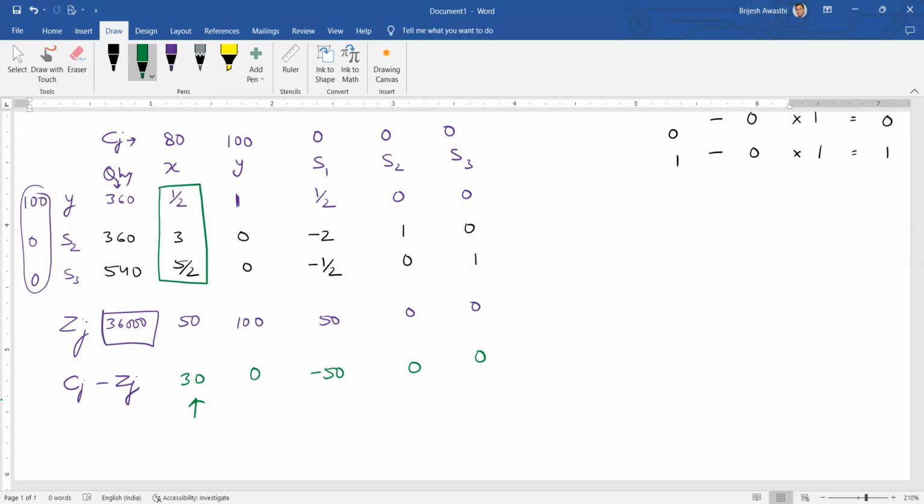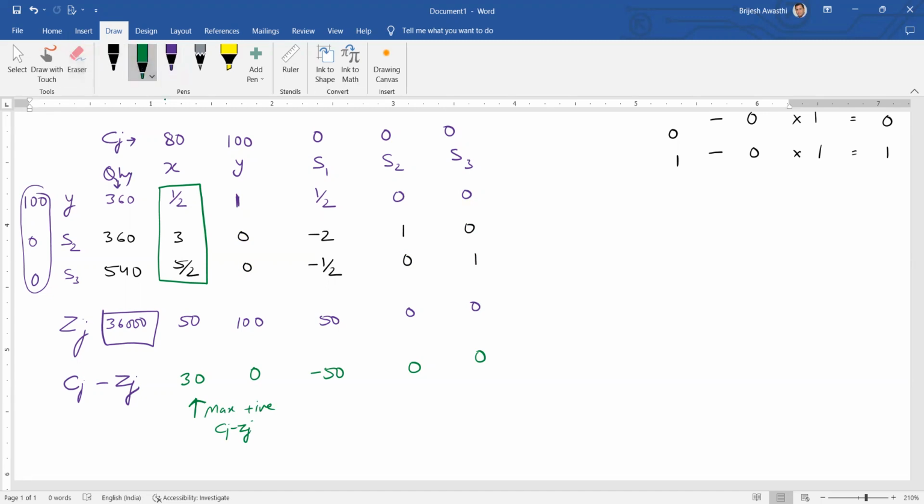So this becomes the key column. Why do we choose this? Because this value is the maximum positive value of Cj minus Zj. This is 0 and the rest of the numbers are negative, and these are also 0. So the maximum positive is 30 only.